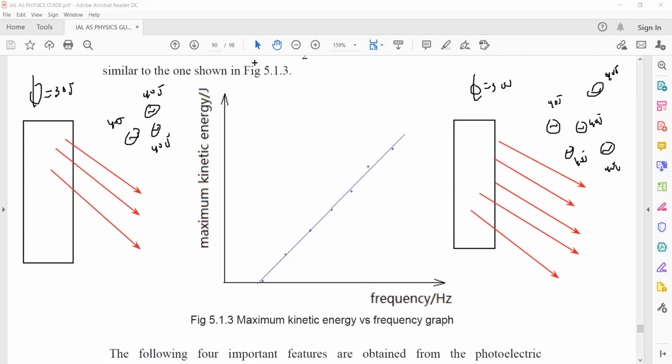What will be the similarity? The kinetic energy of each electron will be 10 joules. But if we increase the intensity, there are more electrons. So the number of electrons will increase as we increase the intensity. But the kinetic energy of each electron will remain unchanged, the same. Is it clear? So increasing the intensity means increasing the number of photons. The greater the number of photons, the greater the number of electrons coming out from the metal surface.